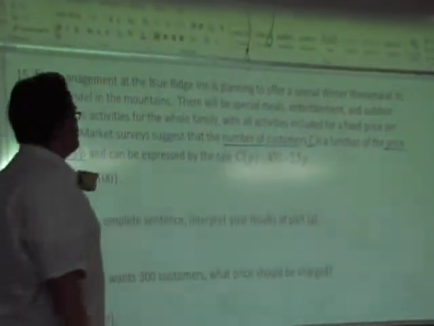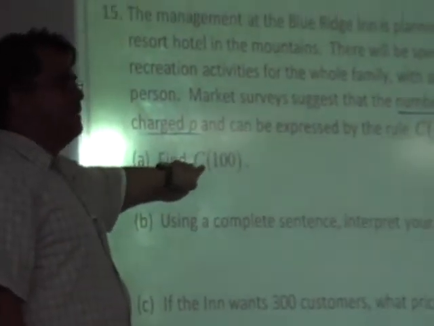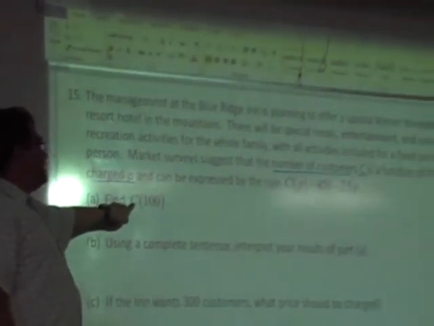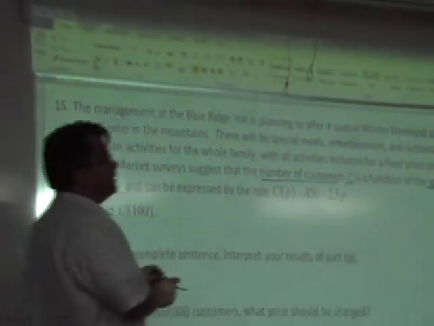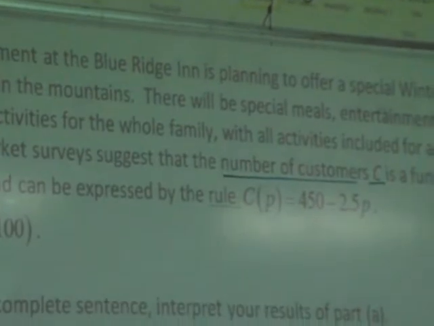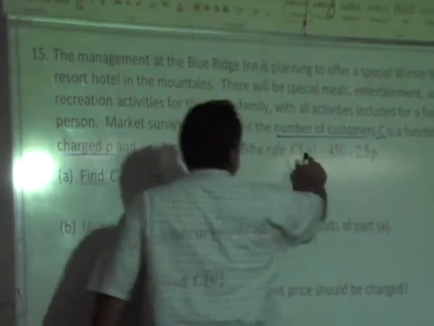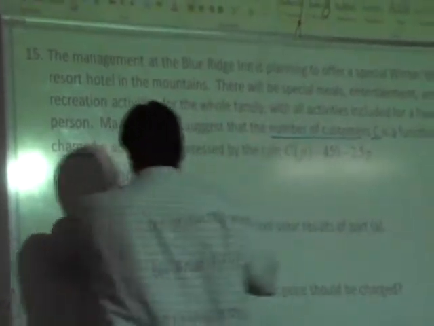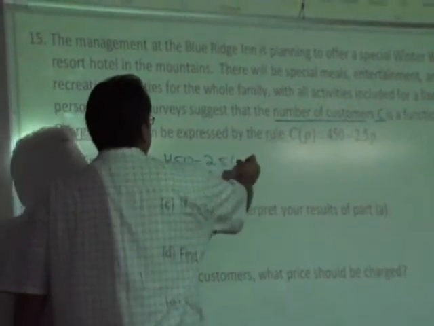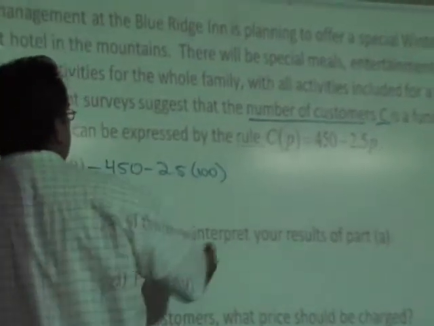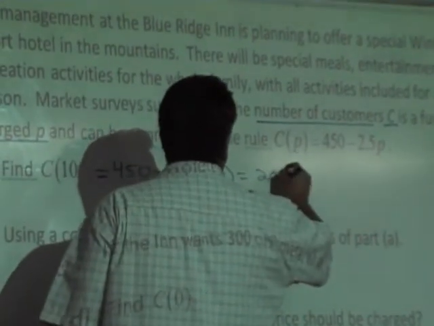All right. Find C of 100. This is just function notation. What does that mean? It means what is the value of C? What is this 100? What does that represent? The price. When the price per person is $100. So how do we find this? Just plug it in, the value of P is being replaced by 100. That's what this notation means, right? So it's going to be 450 minus 2.5 times 100. You punch it in your calculator, and you get what, 200?